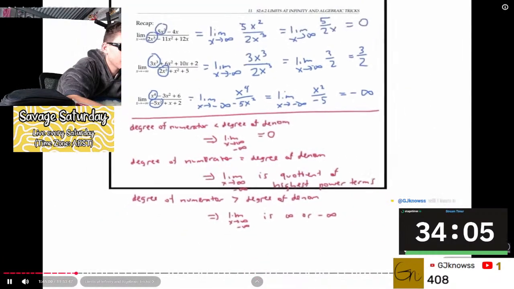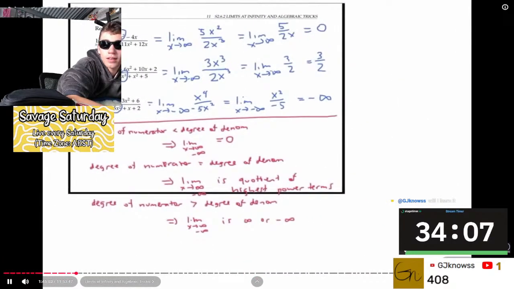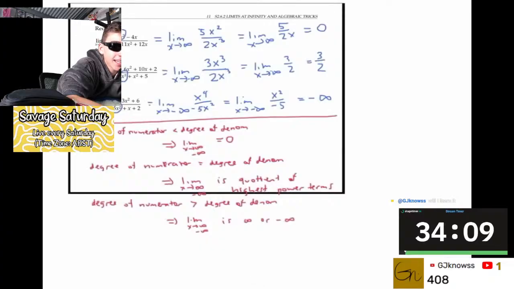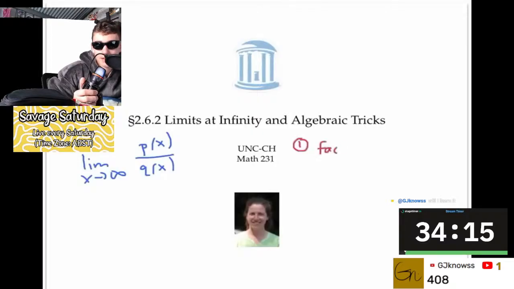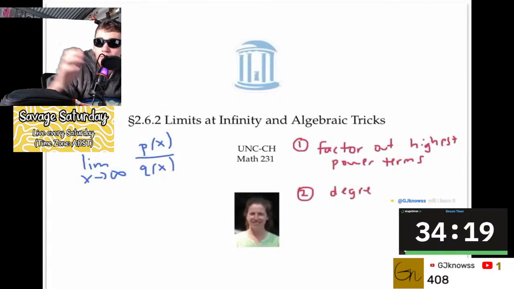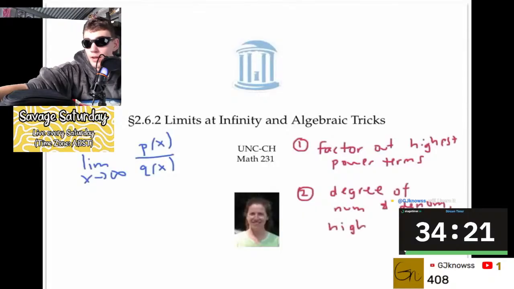These shortcut rules are really handy, but it's important to also understand the technique of factoring out highest power terms, since this technique can be used more generally. This video gave 2 methods for computing limits at infinity of rational functions. First, there's the formal method of factoring out highest power terms and simplifying. Second, there's the informal method of looking at the degree of the numerator and the degree of the denominator and focusing on the highest power terms.